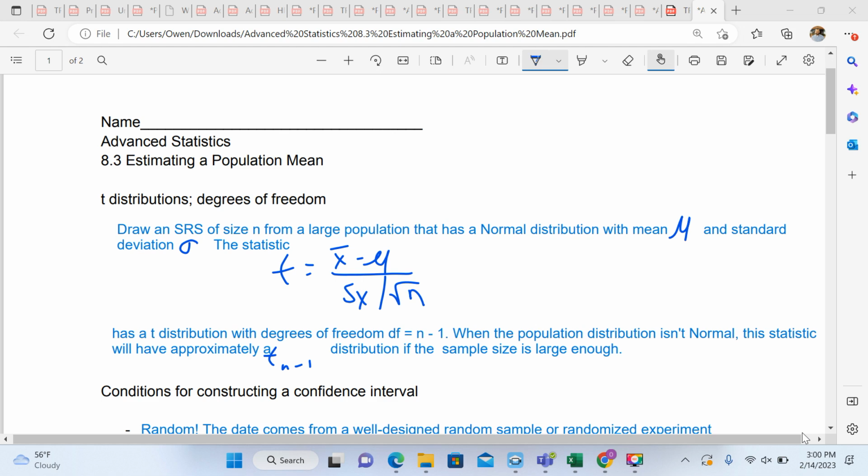So this is going to be similar to the previous section and following the same pattern as before. 8.2 talked about the population proportion. We're not talking about proportions here, we're talking about means, okay? I would encourage you to read this section. We're going to do some activities in class based on this section.